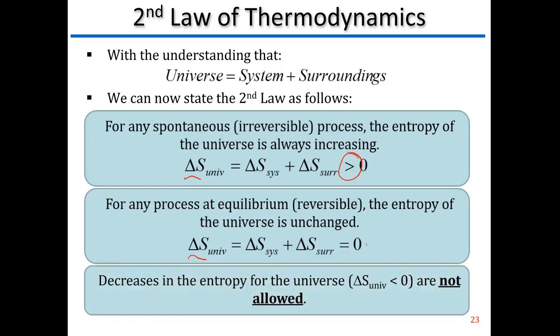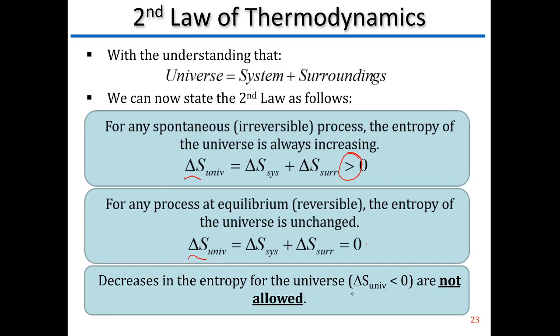A decrease in entropy for the universe, in other words delta S of the universe less than 0, is not allowed. We would call this an unallowed process. So don't forget your second law. Entropy always has to be increasing. Change in entropy at equilibrium is equal to 0, and a decrease in entropy of the universe is never allowed.